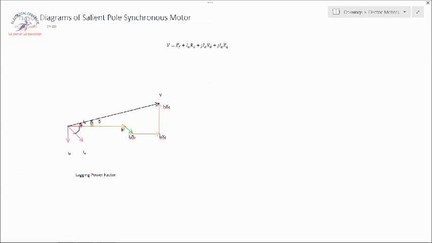So I will take vector E as the reference. I have to take vector IA as well. So it is leading, so I will consider somewhere here. So if this is vector I, then I have to consider vector IA RA also. So vector IA RA should be in phase with the vector I and should be smaller in size.